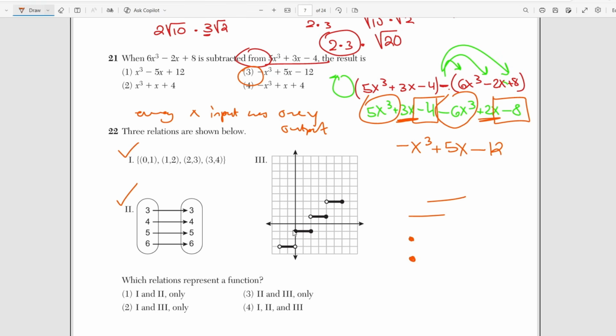If 2 black dots are on top of each other, it's not a function. If 2 lines are on top of each other and you can draw a vertical line through them, that's not a function. So in this case, this is a function and all 3 of them are functions.